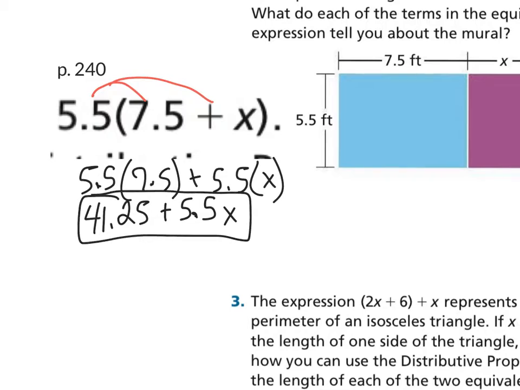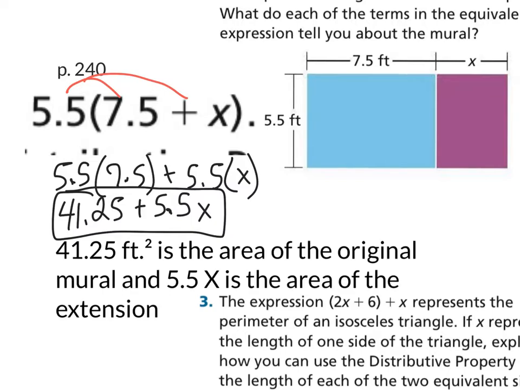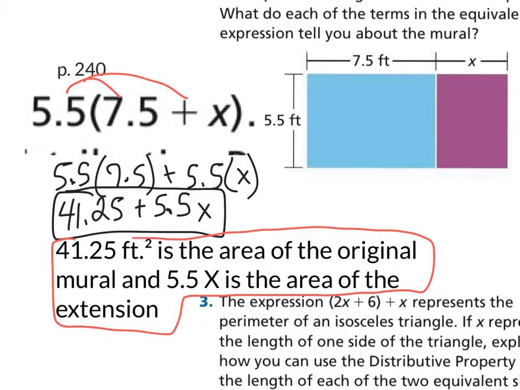And then, kind of like the example we looked at earlier, one of these is going to be the area of our original rectangle. The other one's going to be the area of our new rectangle. So the number part is going to be our original. That's the one that we knew. So 41.25 square feet would be the area of the original mural, and then 5.5x would be the area of the extension.